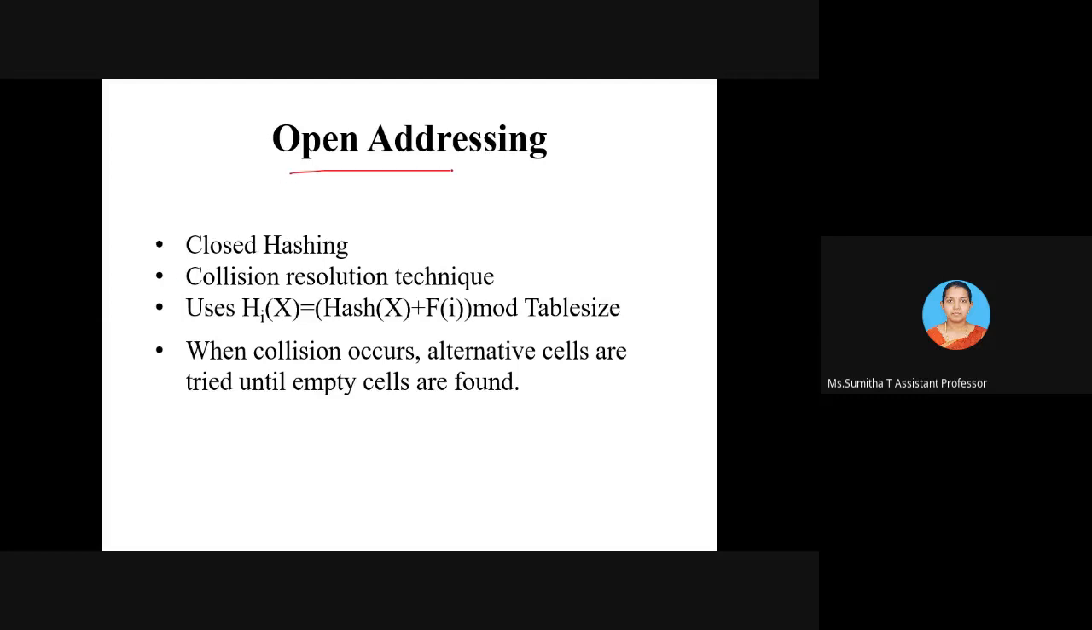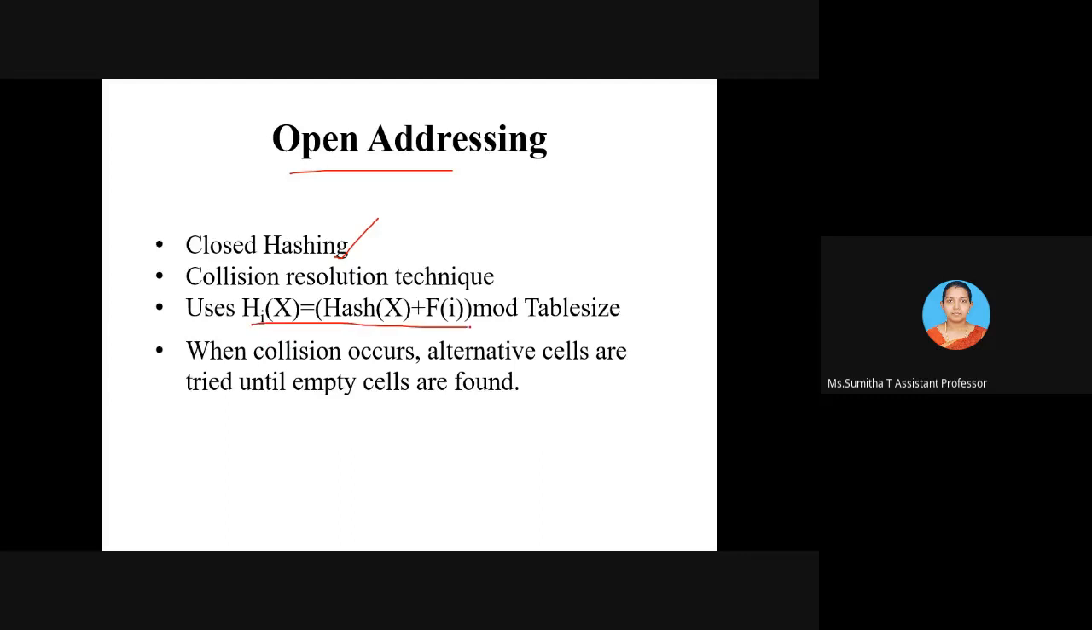So in open addressing, we are going to see three techniques. One is linear and quadratic, and the third one, double hashing. Okay. We will see one by one. This is called closed hashing. Okay. And it is one of the collision resolution techniques. And we can use the formula like this.